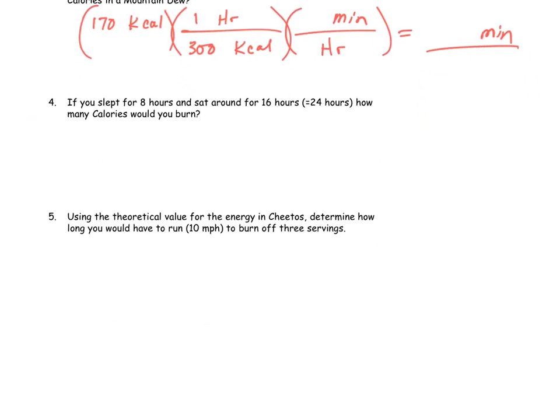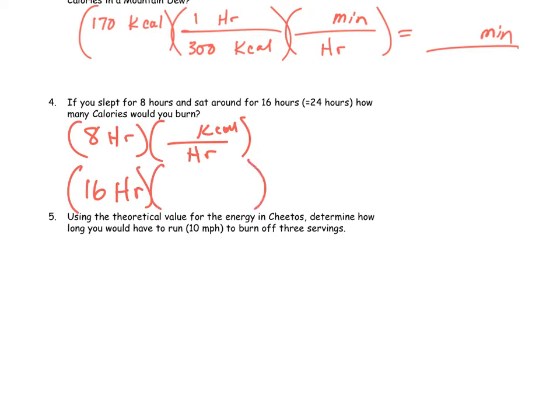Question 4, if you slept for 8 hours and then sat around for 16 hours, how many calories would you burn? We'll probably have to do two calculations here. One, to see how many calories we'll burn in 8 hours just sleeping, and that's got a certain number of kilocalories per hour. And then we'll have to figure out 16 hours' worth of sitting around, and how many kilocalories per hour is that? And we'll get two answers which we can add together.